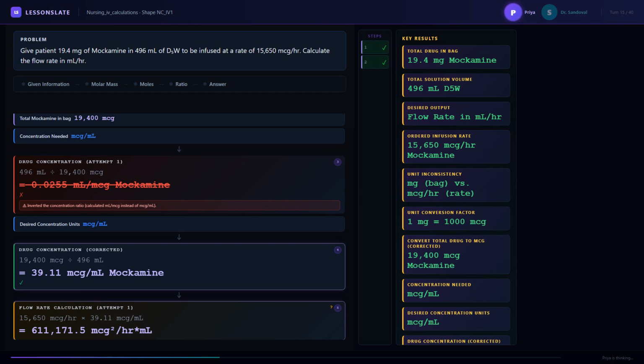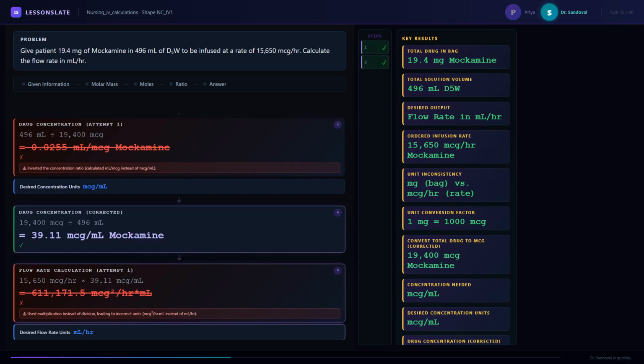Is that right? I see you're using the concentration and the ordered rate, Priya, which is great. However, let's look closely at the units you ended up with. Micrograms squared per hour times milliliter. That's not the milliliters per hour we're aiming for. Remember, we want the micrograms to cancel out. Do you think multiplying is the right operation, or should we be dividing one of these values by the other to get our desired units?